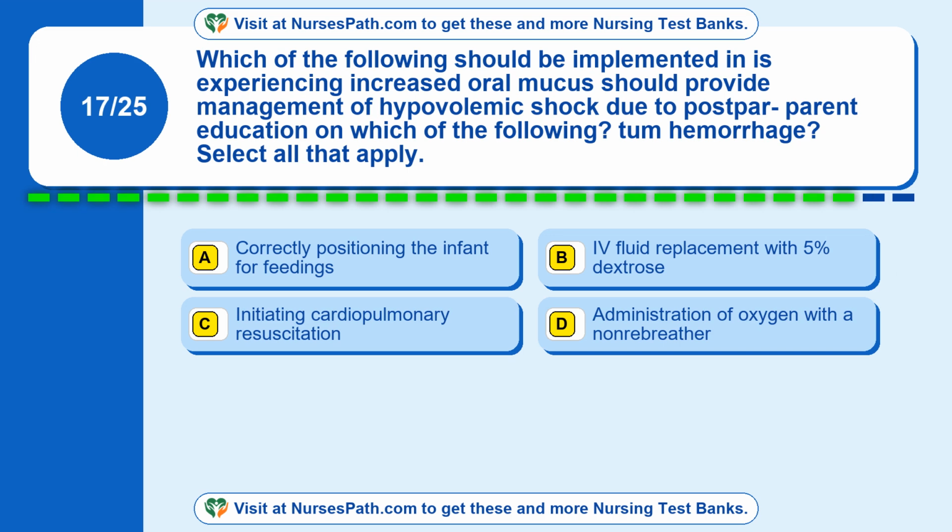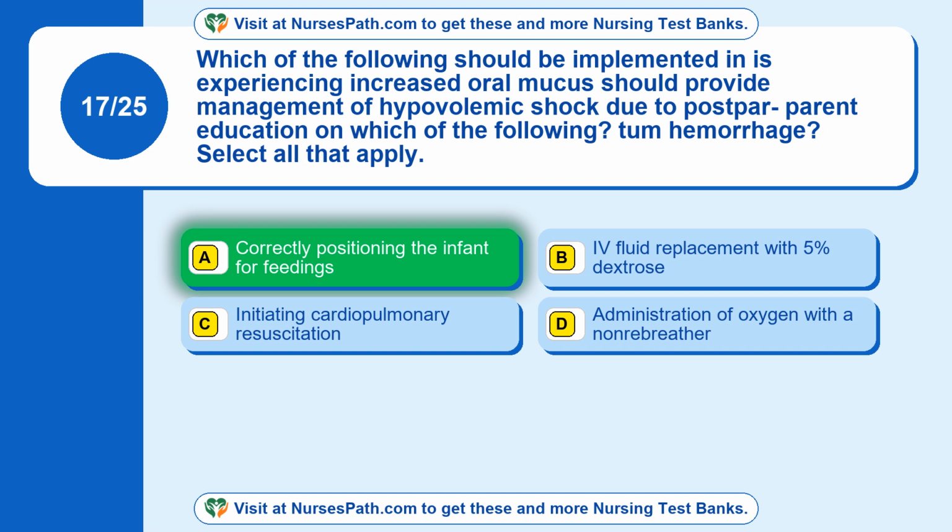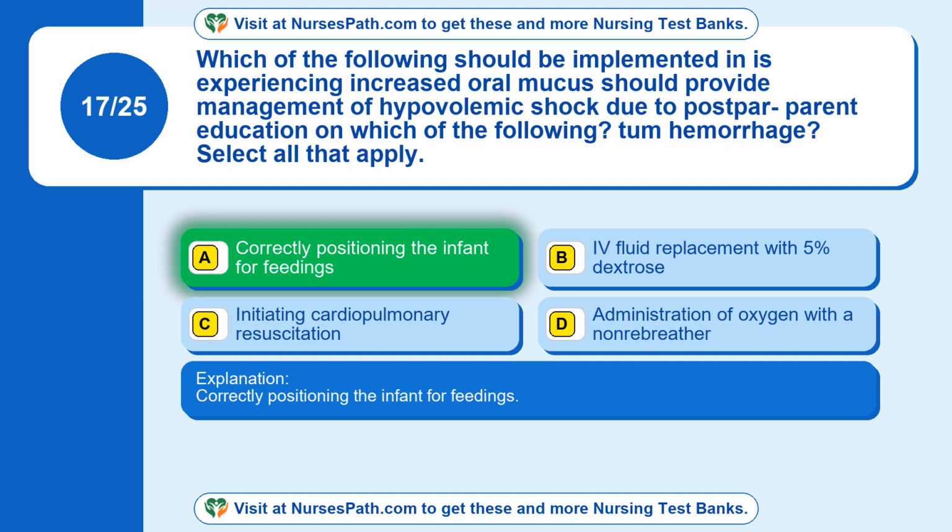Question 17. A nurse is providing parent education for an infant who is experiencing increased oral mucus. Which of the following should be included? Select all that apply. Option A. Correctly positioning the infant for feedings. Option B. Fluid replacement with 5% dextrose. Option C. Initiating cardiopulmonary resuscitation. Option D. Administration of oxygen with a non-rebreather. The correct answer is option A. Correctly positioning the infant for feedings.